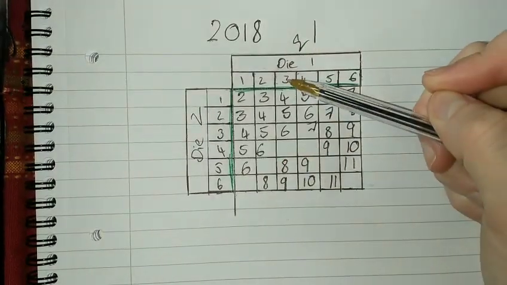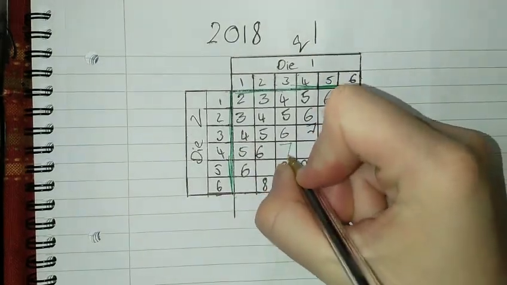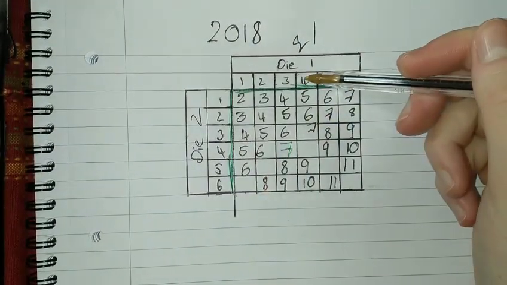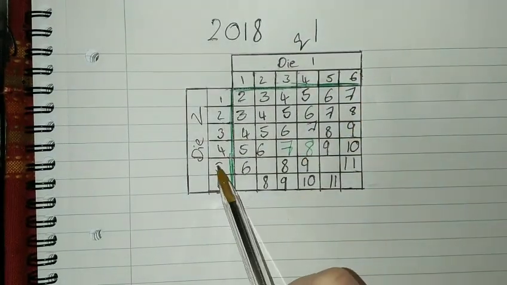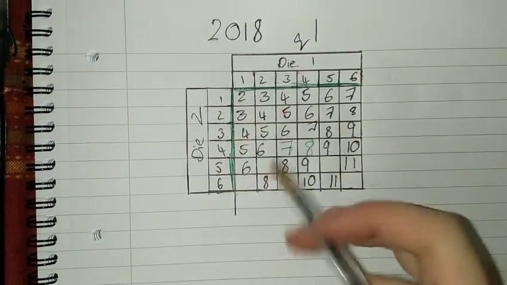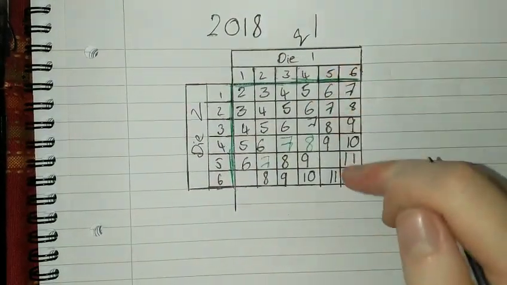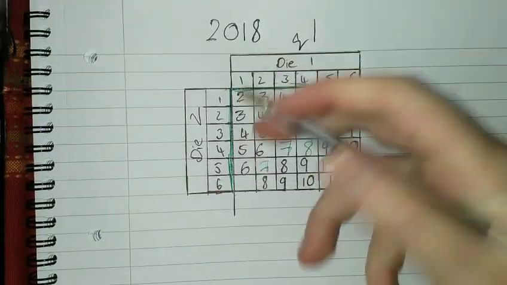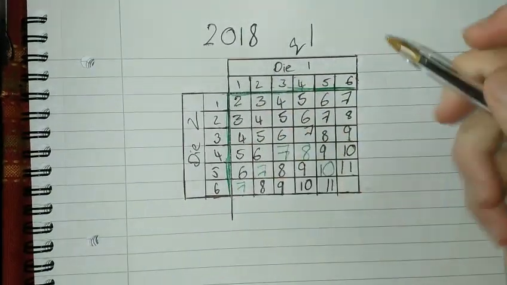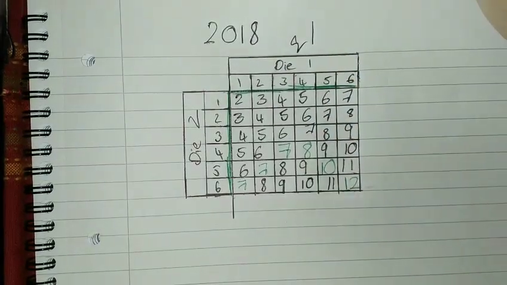If we get a 3 on the first dice and a 4 on the next dice, we're going to get 7. If we get a 4 on the first dice and a 4 on the next, we're going to get 8. A 5 on the first and a 2 on the next gives 7. A 5 and a 5 gives 10. A 1 on the first and a 6 on the next gives 7. And a 6 and a 6 gives 12.